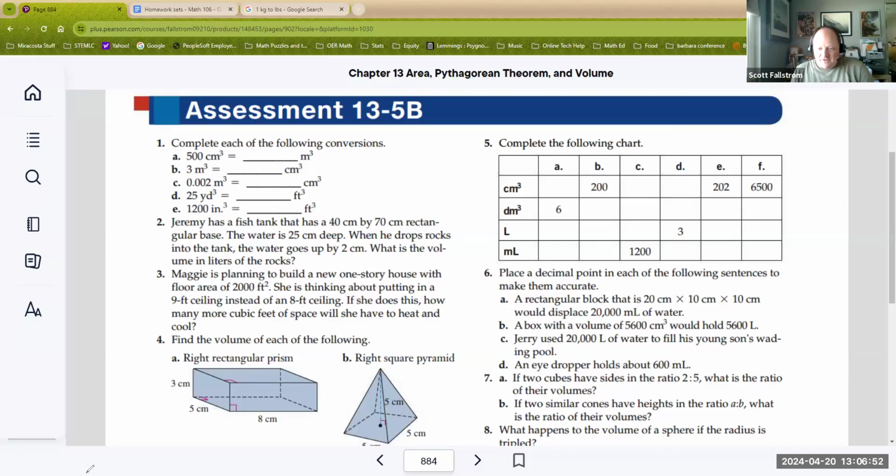Place a decimal point to the following to make them accurate. 20 centimeters times 10 centimeters times 10 centimeters would displace this many milliliters of water. You may need to add a decimal place is what they're saying. So when you look at this and you do 20 times 10 times 10, that would give you what? 2 and 3 zeros, right? That is what I should have for cubic centimeters. But remember, cubic centimeters is the same as a milliliter. So it should be 2,000. This says 20,000. So all you're going to do is say, I need to put a decimal point right here. That's it. And that's how you do question 6.